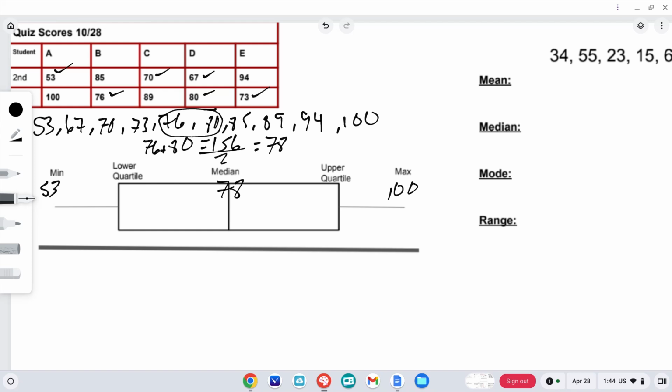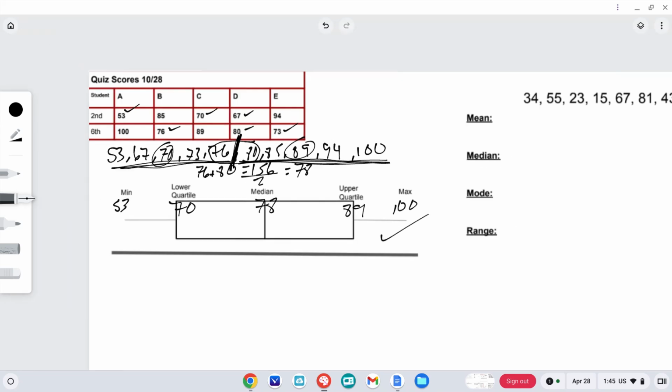And now, again, I need to find the lower half and the upper half. For my lower quartile, lower half, I'm starting in the very middle of the list. Here's my first half, my lower half. The number in the middle is 70. Then I have the upper half going the other direction. The number in the middle of that list is 89. Done. Should be hopefully quick and easy.